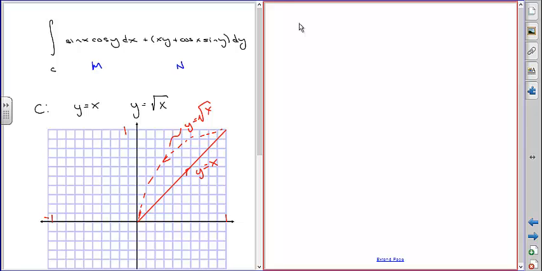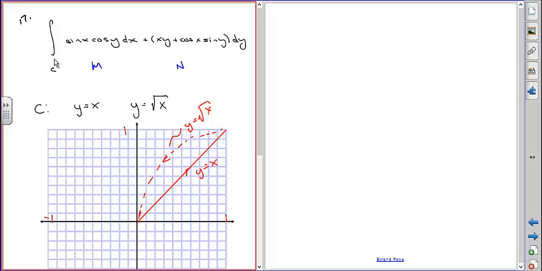So this is problem 17 in the book. And again, let's do it using Green's theorem, but then look at what you would do to do it as a line integral, just for practice.